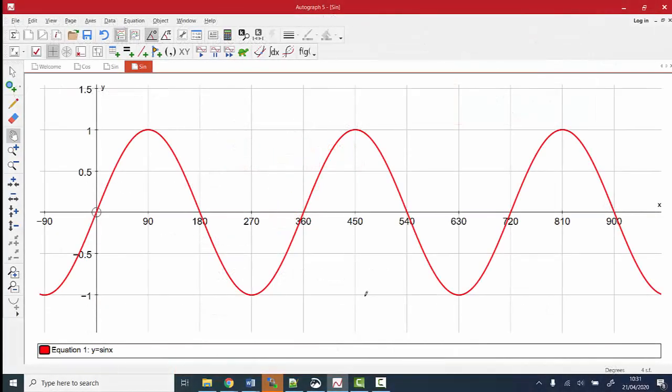So what we've got here is our graph of y equals sine x. Nothing special going on here. It's a regular old sine x graph. The question could be, though, what is the gradient at any point on the sine x graph?